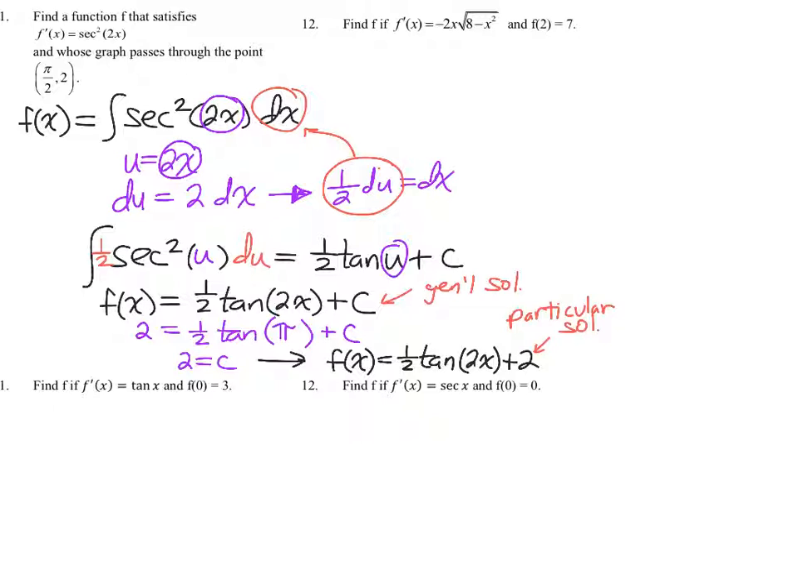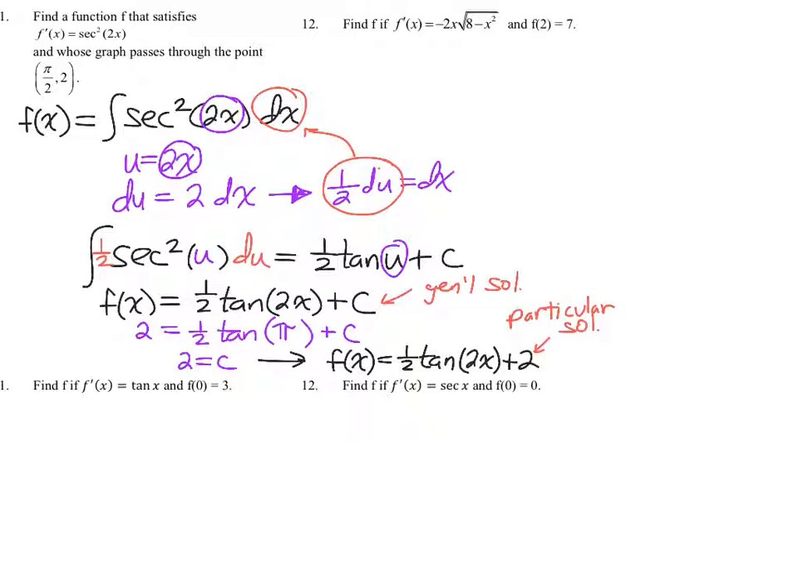A nice, easy way of checking this, and it actually couldn't be any easier, would be to put your function in your calculator and just test to see if pi over 2 comma 2 falls on that curve. If it does, then unless you made a slew of offsetting mistakes that somehow got you to the right coordinate, odds are you did it correctly.